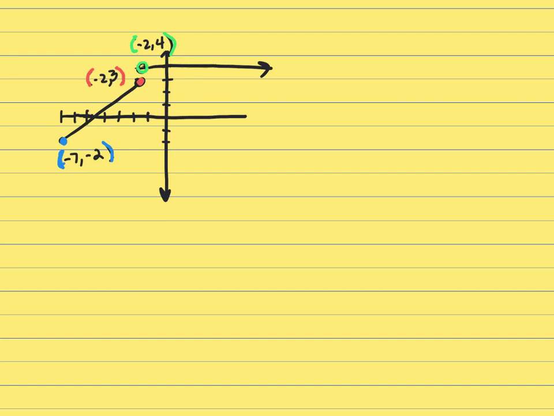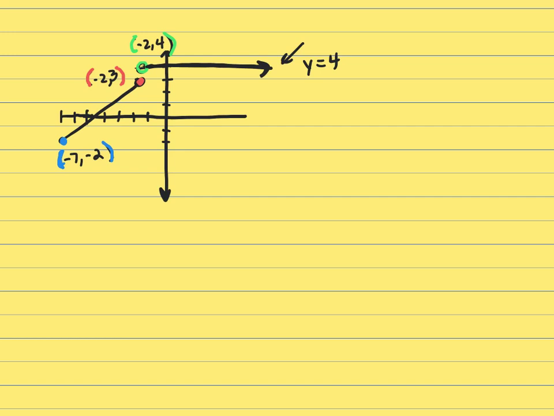We need to find the equation of the lines on our curve. This top one is a horizontal line. Everywhere on that line, the y value is 4. So the equation of that line is y equals 4.